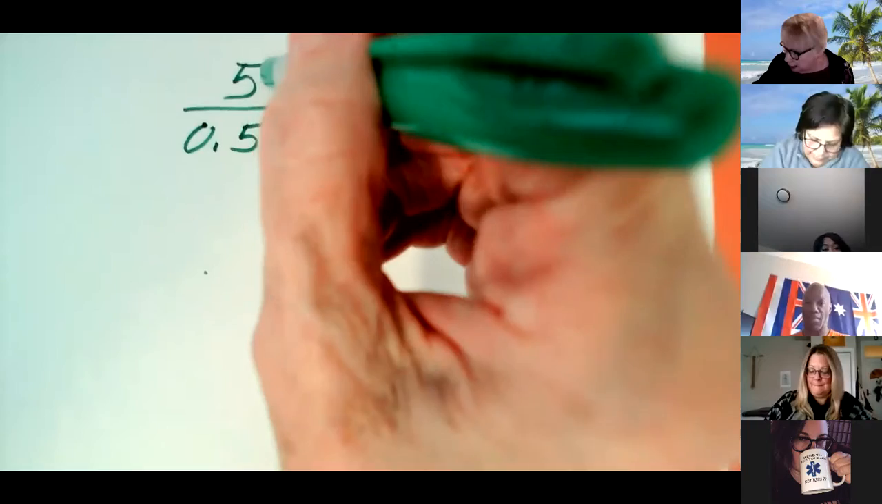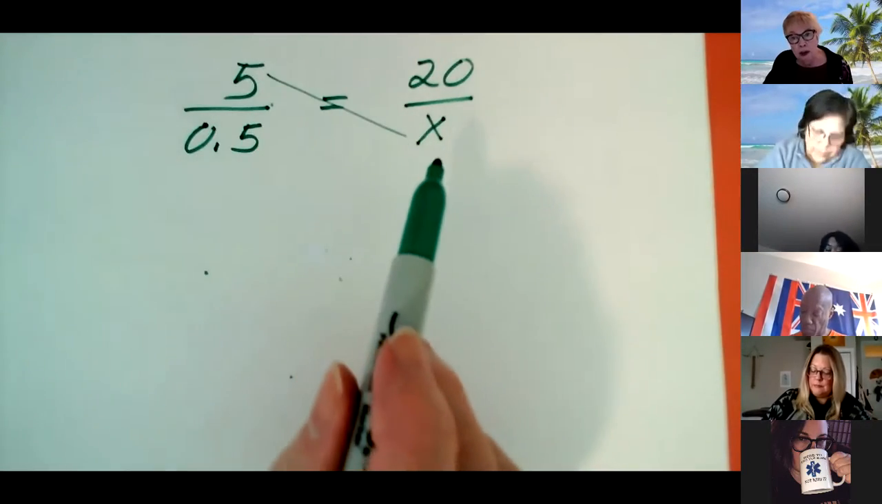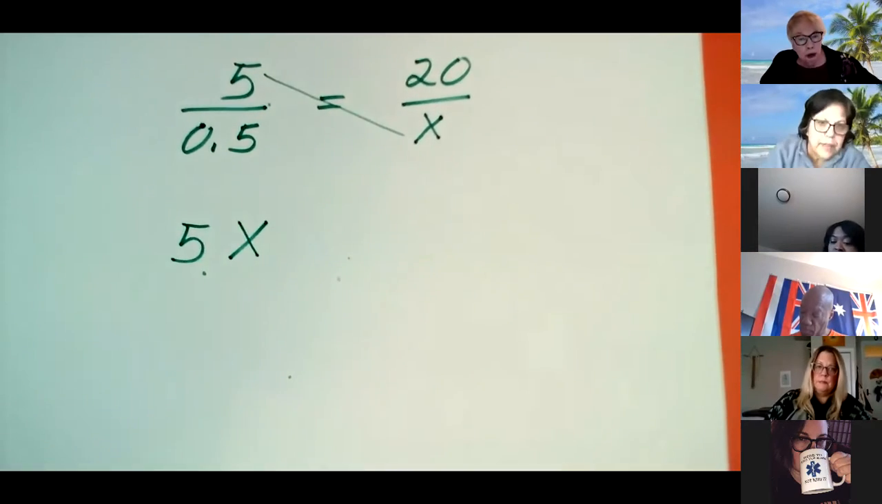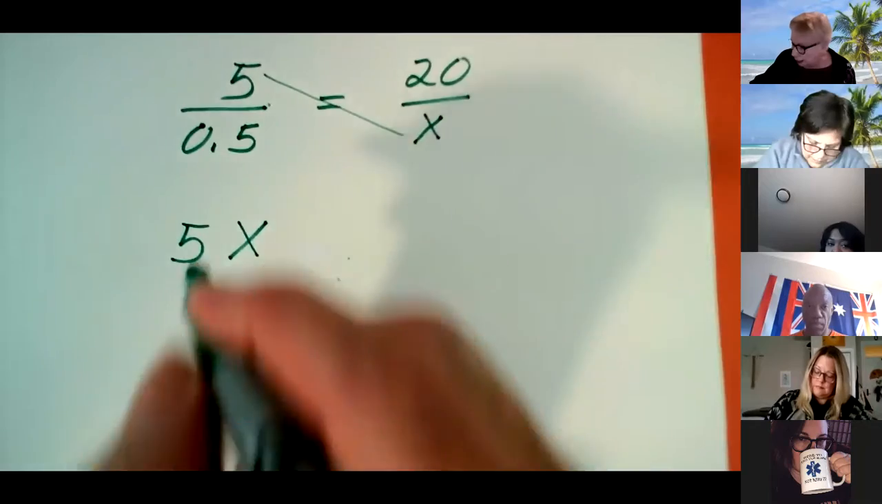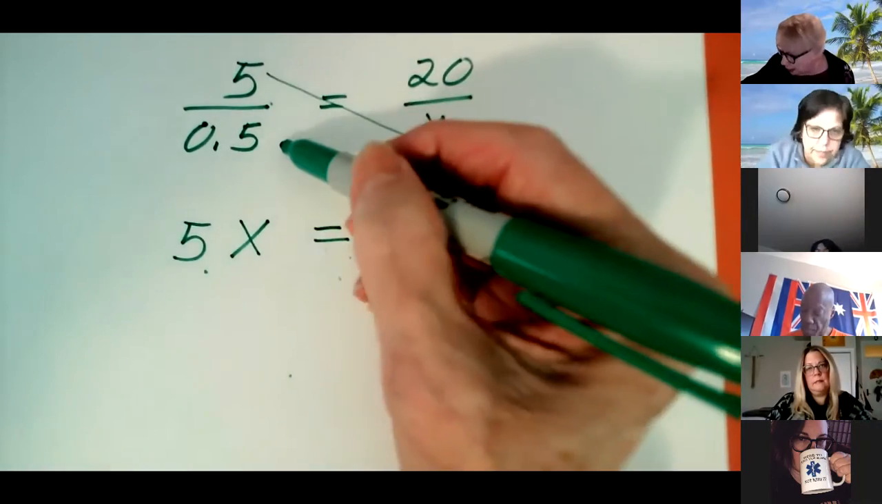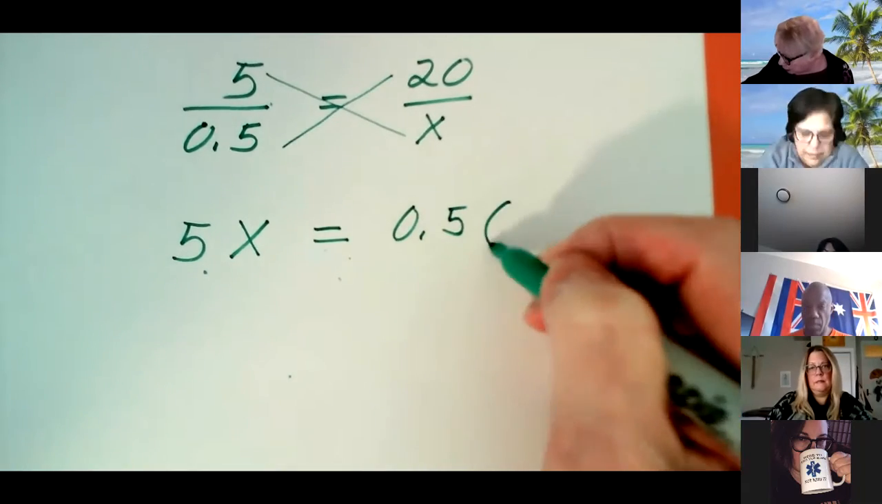So I'm going to just take this first diagonal. And so this is a 5 multiplied by an x. And I'm going to write it like that. I can put a dot in there to say multiply if I need to. Okay? Equals, don't forget that. This way, 0.5 times 20.